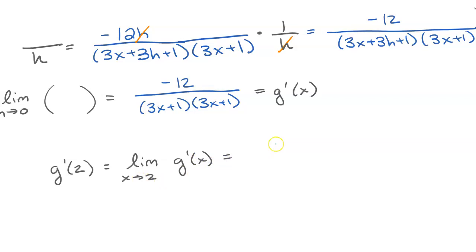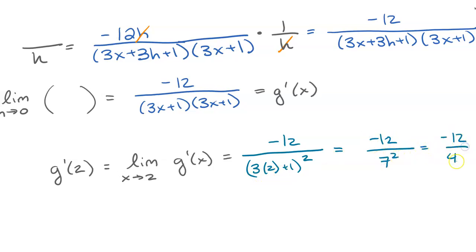So that's a substitution question. So negative 12 over 3 times 2 plus 1 squared. We can simplify that just a bit. So that's negative 12 over 7 squared, which is negative 12 over 49. Whew! That took a minute. But the definition didn't change. The definition of the derivative didn't change. The definition of the limit didn't change. It just took a little bit longer because the function was a little bit more annoying. But the steps don't change. So the definition doesn't change.